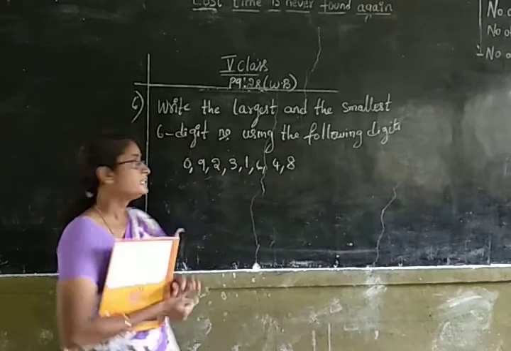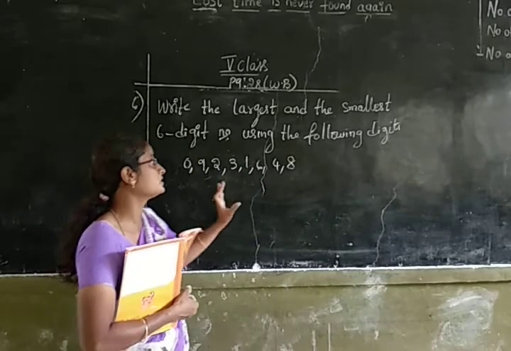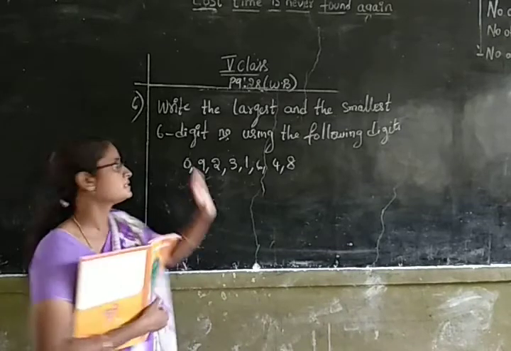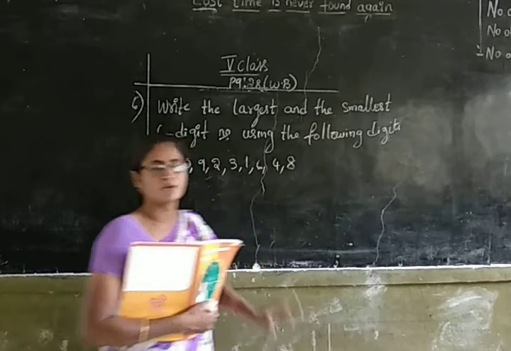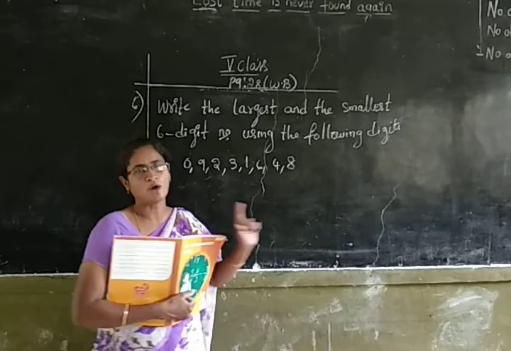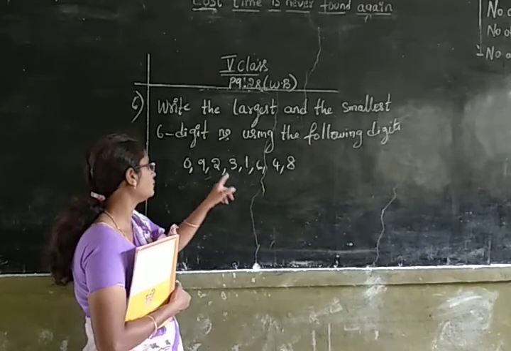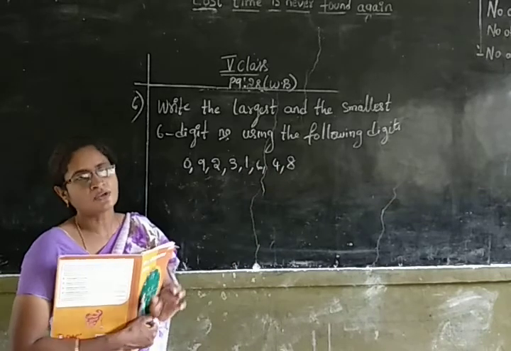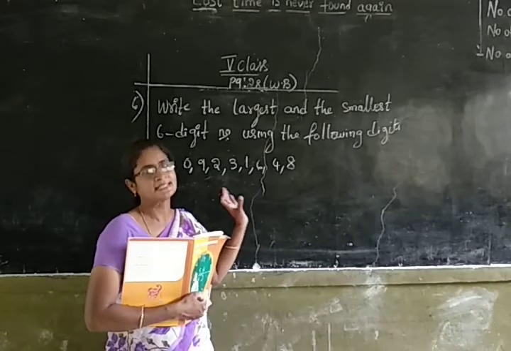Okay children. Here you are given some digits and you have to write down the largest and the smallest 6-digit number using these digits. So you have to write the 6-digit number. You have to take only 6 digits from the given digits. Here 8 digits are given, but you have to write down only a 6-digit number. So you have to take only 6 digits.